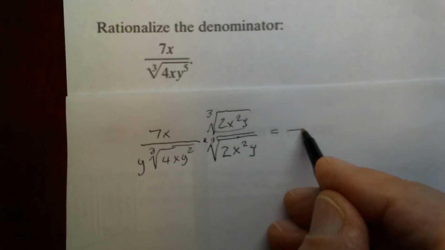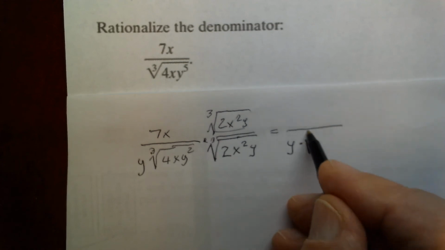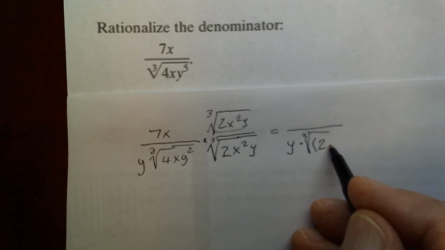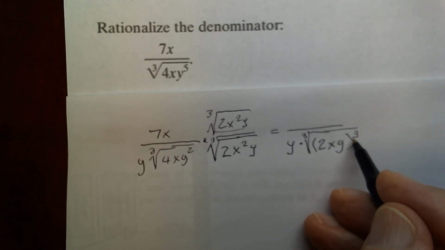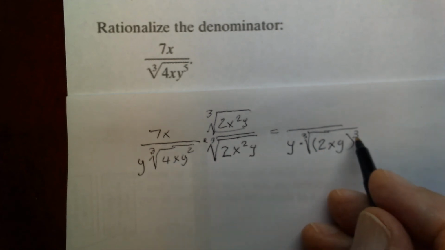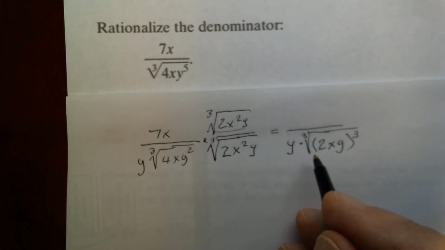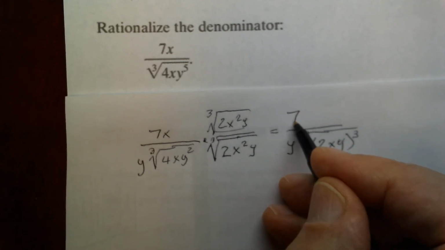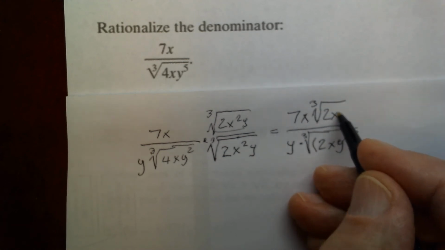So what we have in the denominator now is y times the third root of 2x y to the third power. 2 times 4 is 8, so 2 to the third is 8. X squared times x is x to the third, and x raised to the third power is x to the third. And y squared times y is y to the third, so we get the y to the third here from raising y to the third power. And so in the numerator we have 7x times the same expression, third root of 2x squared y.